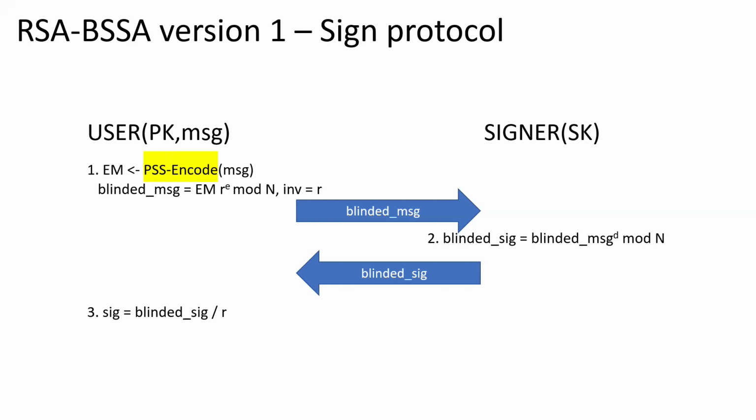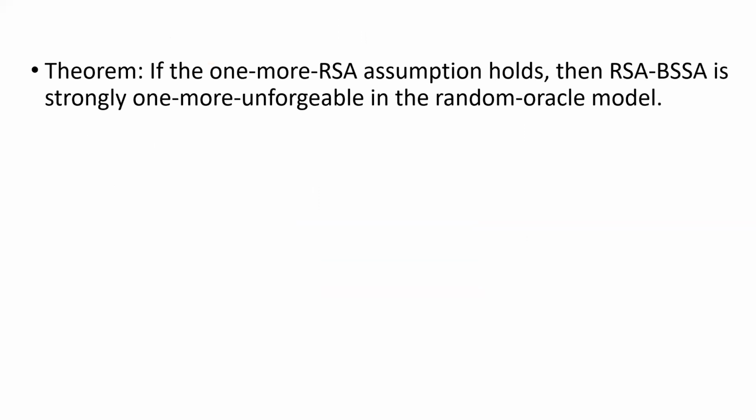So this is very reminiscent of Chaum's original blind signature scheme, except it's PSS encoding as opposed to any other encoding of the message. Okay, so here's a theorem. If the one more RSA assumption holds, then RSA BSSA is strongly one more unforgeable in the random oracle model. So this IETF draft proposal has the unforgeability properties that you want. Okay, and how do we prove this theorem?